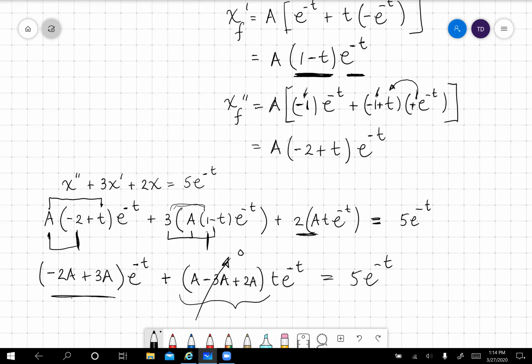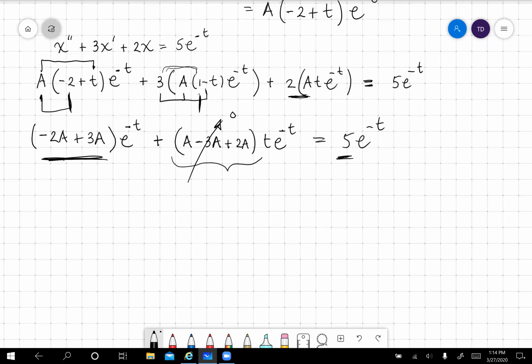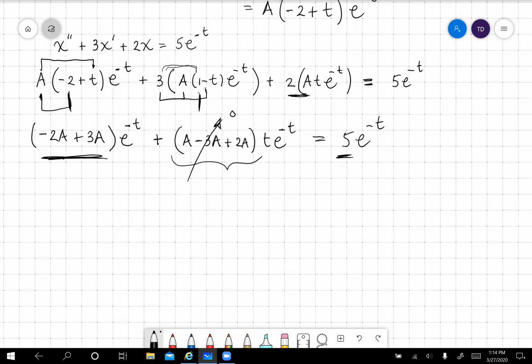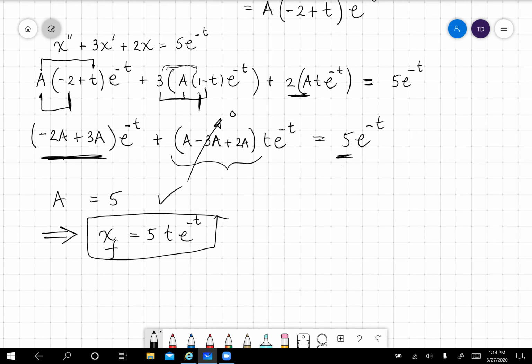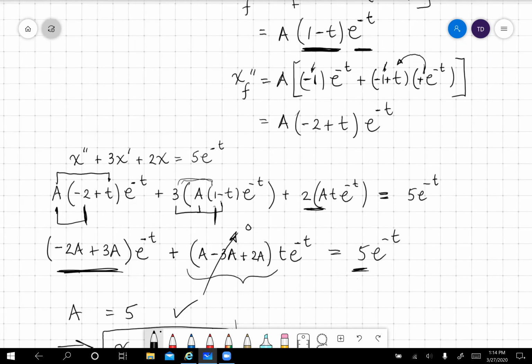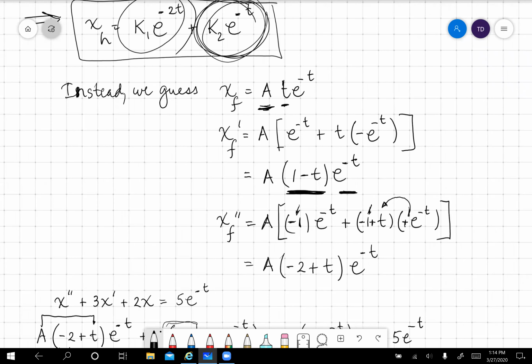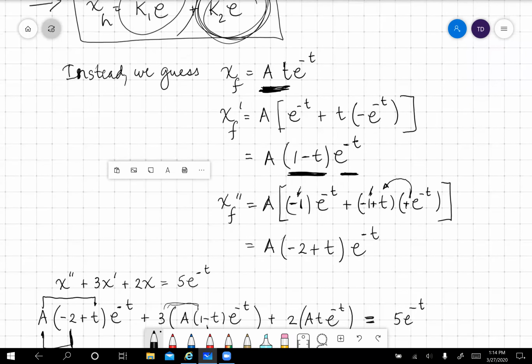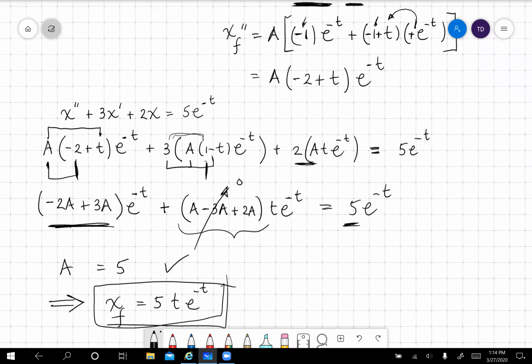And all we're left with is this coefficient must be equal to this coefficient. So that tells us that minus 2a plus 3a is a, equals 5. Woohoo! So therefore, x sub f, the forced response, is 5t e to the minus t. I'm just putting 5 in for a. Slide back. There's a right there. Just putting 5 in for a. So we solve for a. There it is. X sub f is 5t e to the minus t.